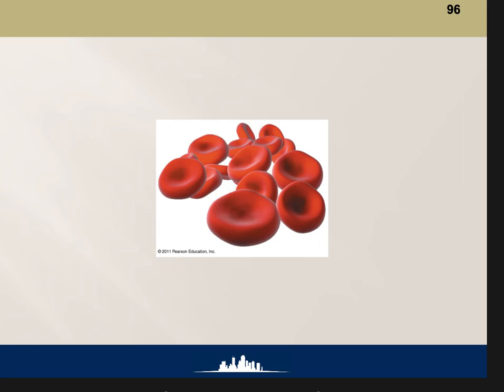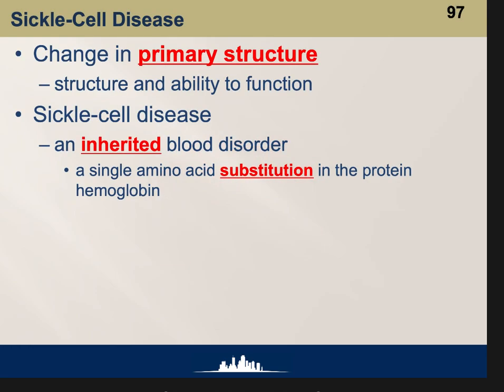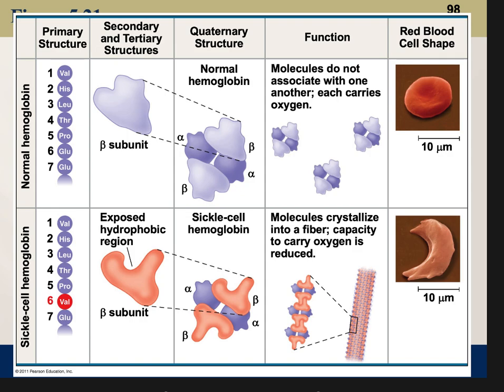And then when we look at the application of proteins, we can see that we have something like sickle cell disease, and this is a change in the primary structure. So this is the structure and the ability to function. Sickle cell disease is an inherited blood disorder with a single amino acid substitution in the protein hemoglobin. And so what I want you to see on the chart on the left-hand side, we have normal hemoglobin, and going down, we can see these amino acids in the primary structure. Here's a sickle cell hemoglobin.